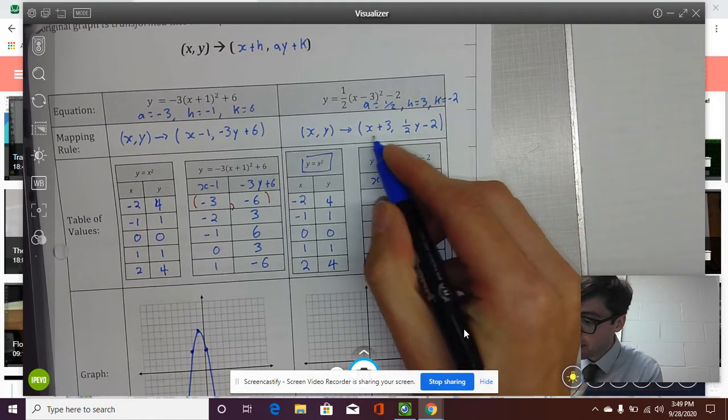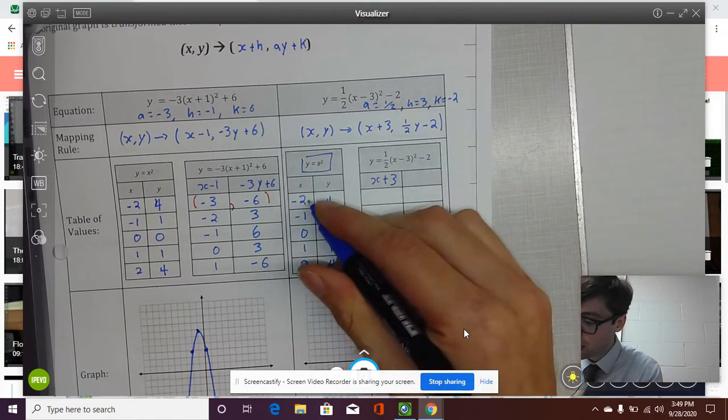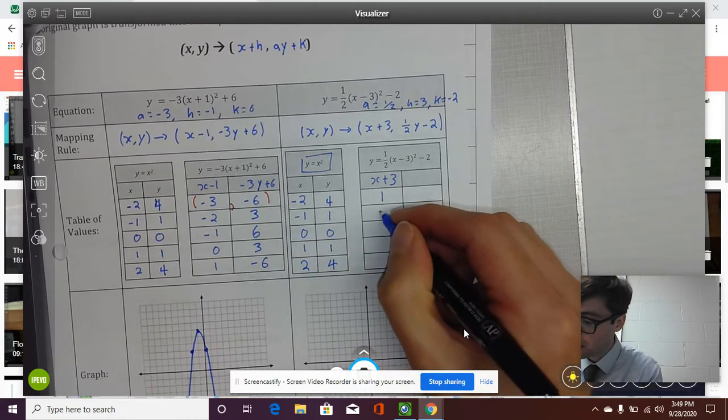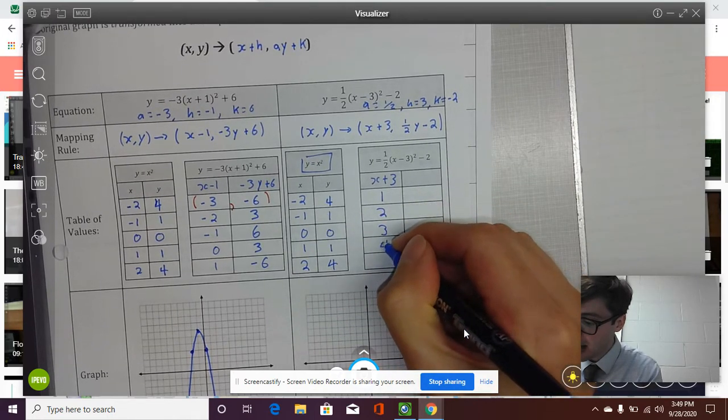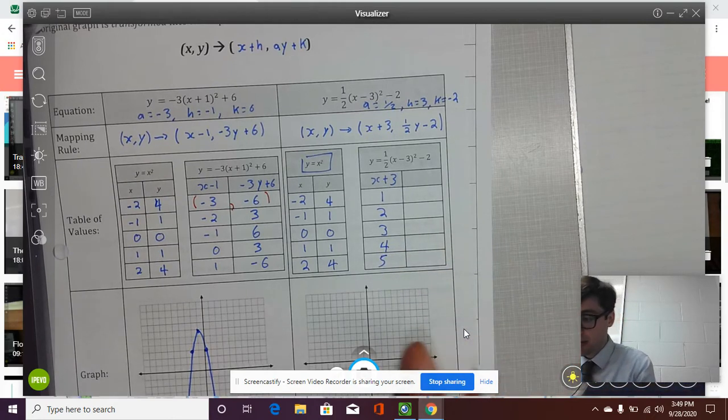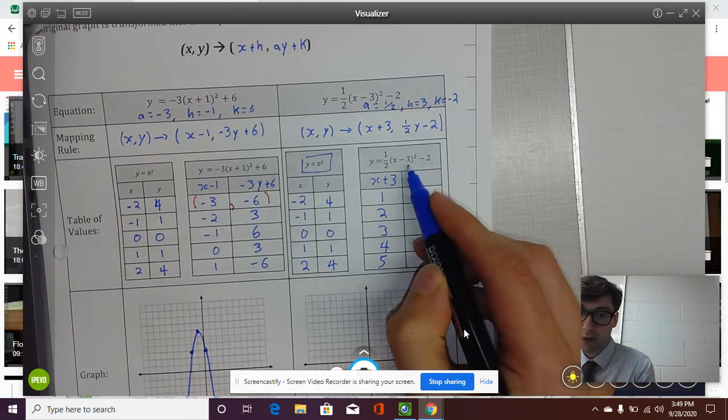First, I'm going to add 3 to every x value. -2 plus 3 is 1. -1 plus 3 is 2. So I just keep adding 3 onto all my x's. Because I'm shifting this parabola, it's been transformed horizontally to the right.